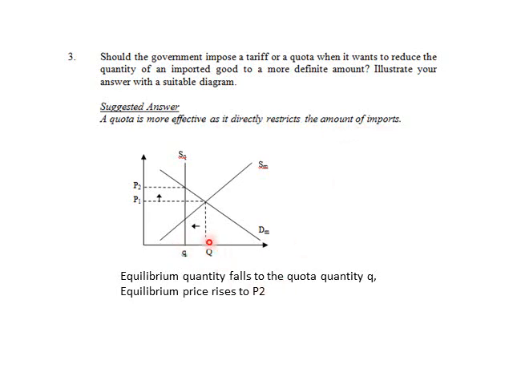So original equilibrium quantity is here, but after imposition of a quota, it of course has to be lesser, so it's at Q. So this is your new supply curve. So equilibrium quantity falls to the quota quantity at Q, and equilibrium price therefore goes up to P2.